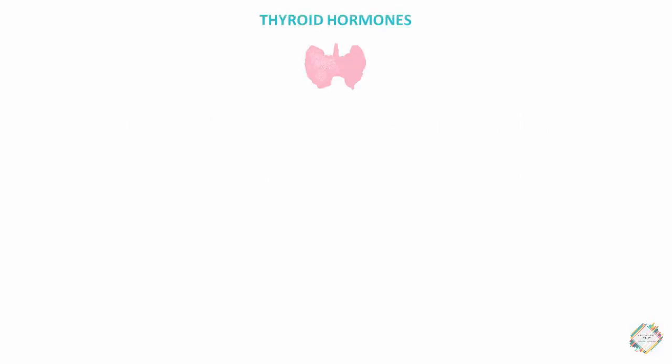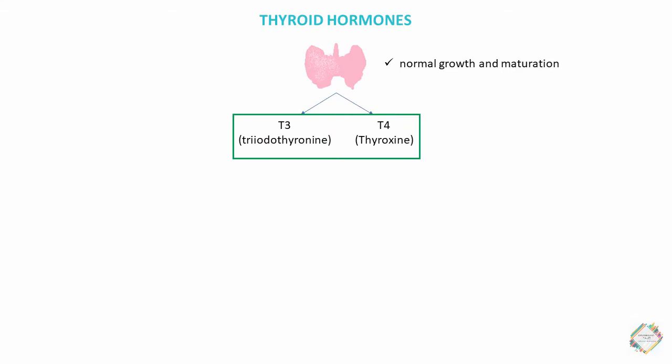The thyroid hormones are secreted by the thyroid gland. It facilitates normal growth and maturation by maintaining a level of metabolism in tissues that is optimal for their normal function. The two major thyroid hormones are triiodothyronine T3 and thyroxine T4. The most active form is T3.